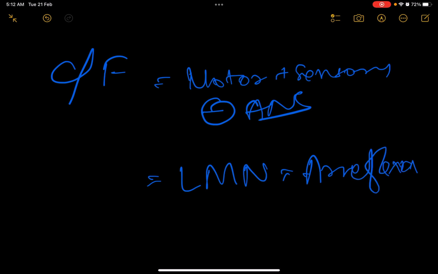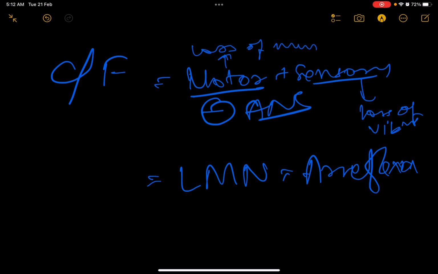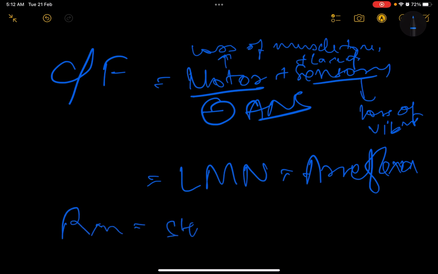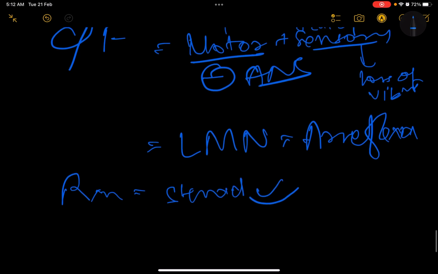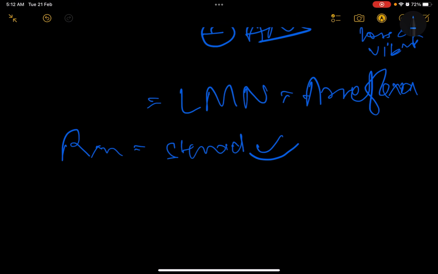Large fibers are affected, so there's loss of vibration. And obviously there's loss of muscle tone. It is flaccid, etc. How do you want to treat this? As I said, it's steroid responsive. Do you want to do IVIG? If it's steroid responsive, no need of IVIG, but obviously you could do that. And if not, then you could do PLEX, that is plasmapheresis.